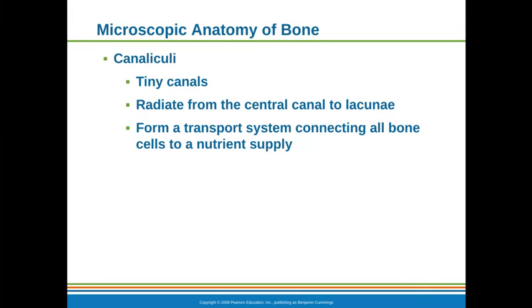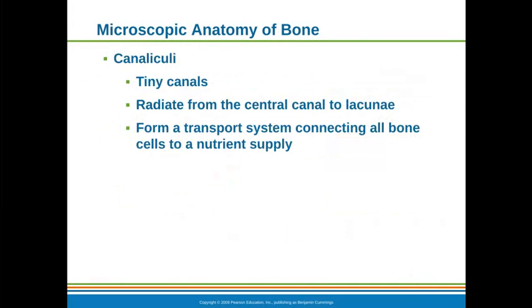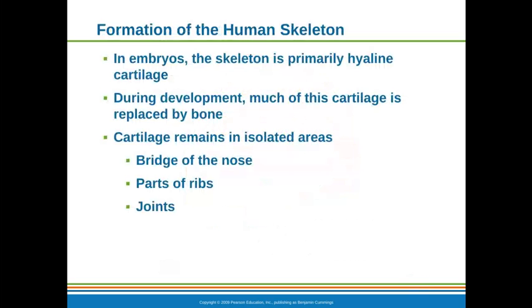So these canaliculi. Okay, I'll say that again, canaliculi. These are tiny canals that radiate from the central canal to lacunae, and they form a transport system connecting all bone cells to a nutrient supply. Now, do not mix up canaliculi with these Volkmann canals. So we go back right here. These perforating canals are not the same as the canaliculi. Okay, so we can see right here the canaliculus or canaliculi, they will connect one osteocyte to another to ensure that they all receive the same amount of nutrients.